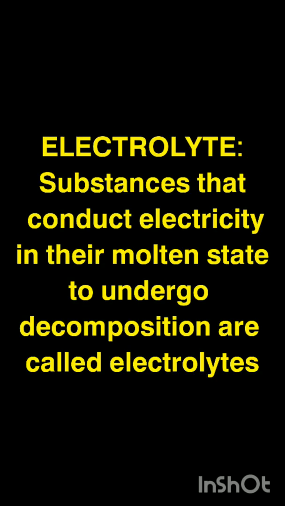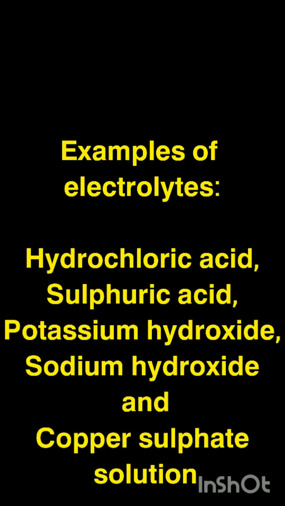During electrolysis, an electrolyte is used. What is an electrolyte? An electrolyte is a substance that conducts electricity in its molten state and then undergoes decomposition. Examples of electrolytes are hydrochloric acid, sulfuric acid, potassium hydroxide, sodium hydroxide, and a solution of copper sulfate.